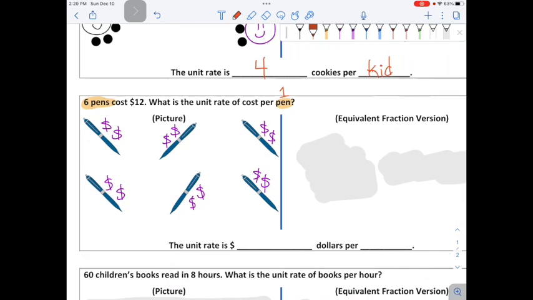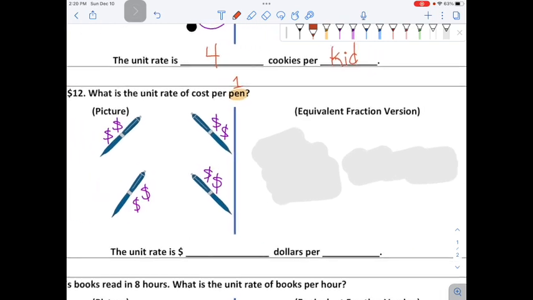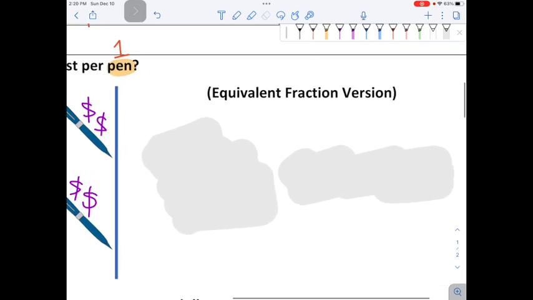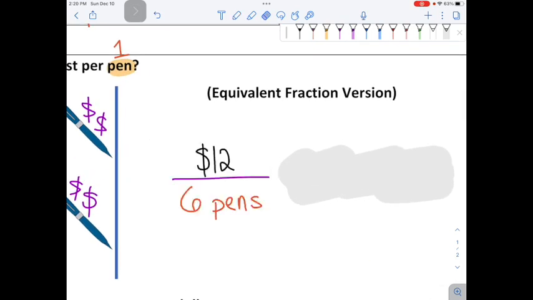Let's look right at the equivalent fraction version. We're solving for 1 pen, so I'm going to put my pens on the bottom of my fraction. We started with 6 pens, and I put their cost right on top.